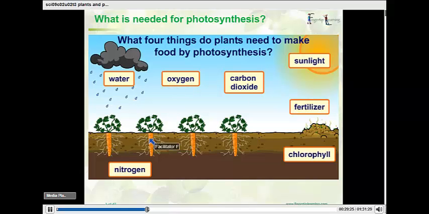Alright? The leaves, in the presence of sunlight, push this water to the chloroplasts, and then we have the reaction.